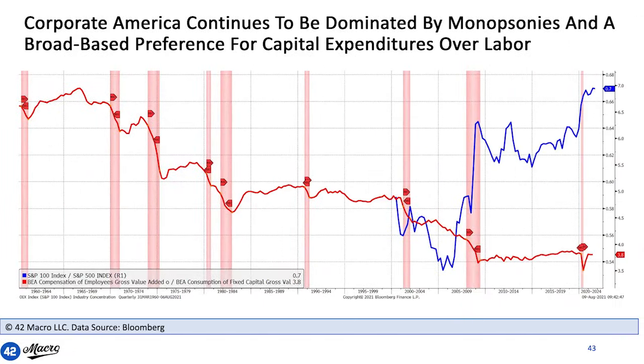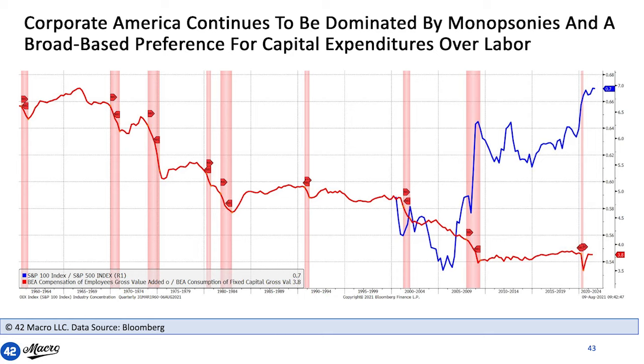On slide 43, corporate America continues to be dominated by monopsonies and a broad-based preference for capital expenditures over labor. The blue line shows the market cap of the S&P 100 index as a ratio to the market cap of the S&P 100 index as a proxy for monopsony dominance in the U.S. economy. And then the red line shows the compensation of employees as a percent of the consumption of fixed capital. And as you can see, that is just on its lows, and it's been a multi-decade process of getting to those lows. They've obviously bottomed before, the quote unquote bottom in the 80s and 90s as well.